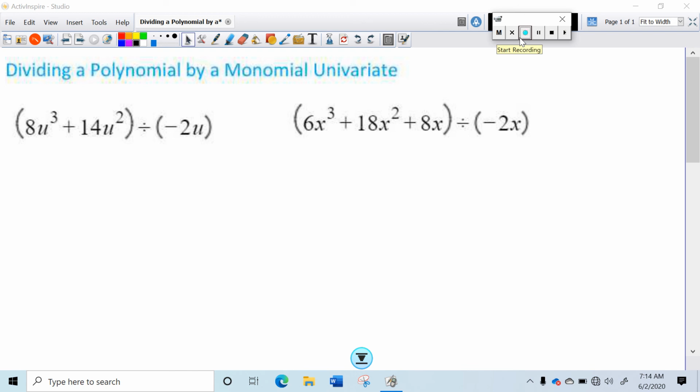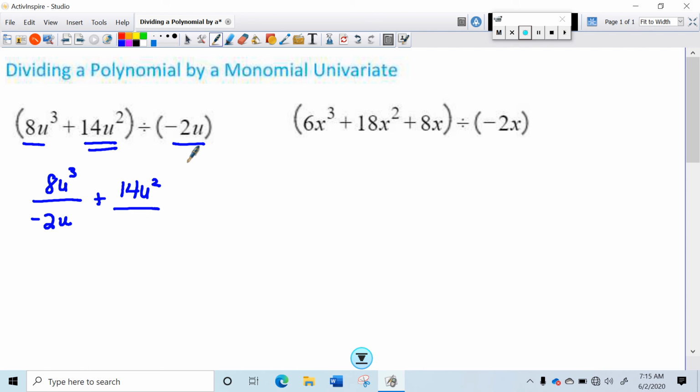Okay, when you're dividing a polynomial by a monomial, univariate means just one variable, one letter in each one. Monomial means you're dividing by one term. What you want to do is make fractions out of these, and put the first term over what you're dividing by. So 8u cubed over negative 2u, and then you go to the next one. That's a positive 14u squared over, you also have to put it under whatever you're dividing by, negative 2u.